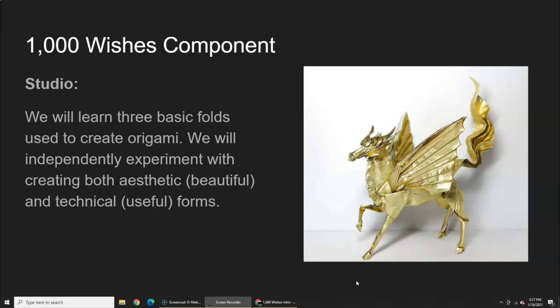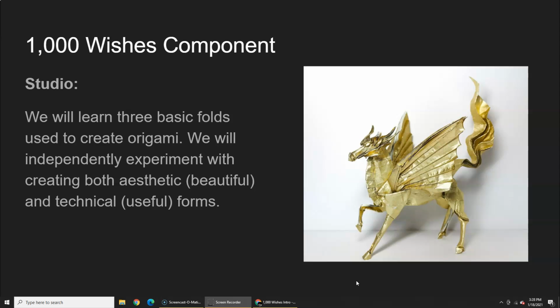For the studio component, you're going to learn 3 basic folds used to create origami. We will independently then experiment with creating both aesthetic, which is beautiful origami, and technical, which is useful origami. I will teach you the 3 basic folds.